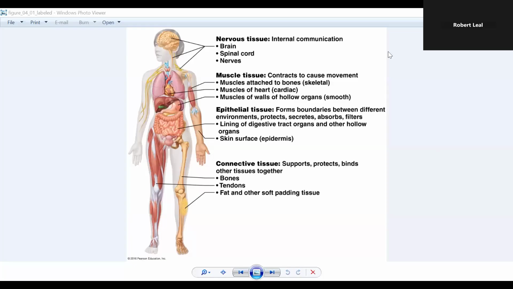Okay, we're looking at tissues today, chapter 4, and basically there's 4 major tissues in the body. As you can see in the picture here, starting with nervous tissue. So some of the organs in nervous tissue are the brain, spinal cord, and then what comes off the spinal cord are nerves. Basically, the function of the nervous system is to control homeostasis.